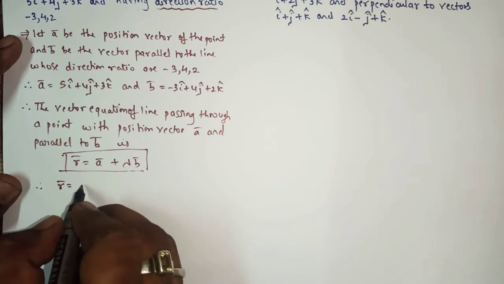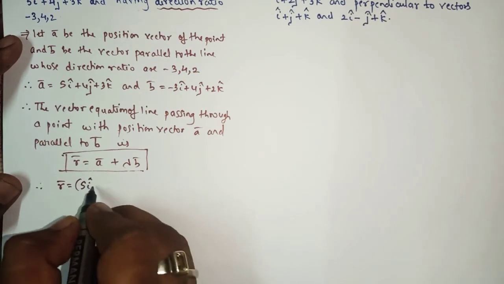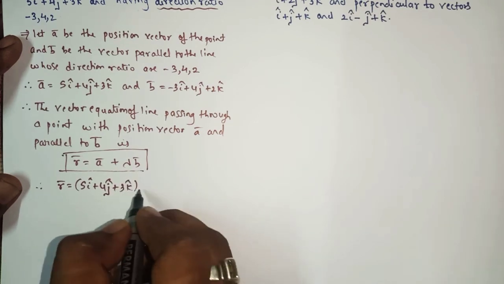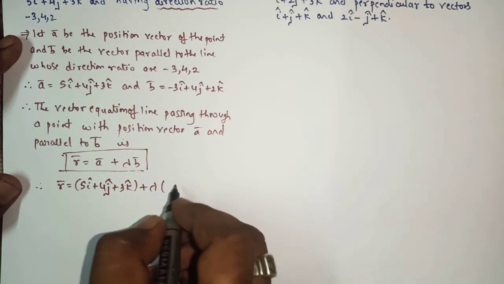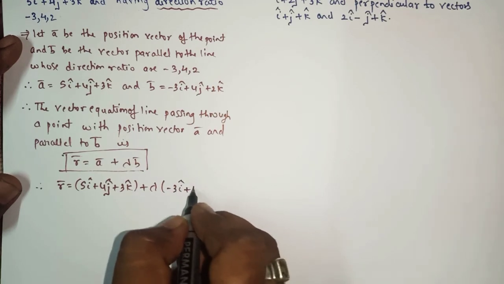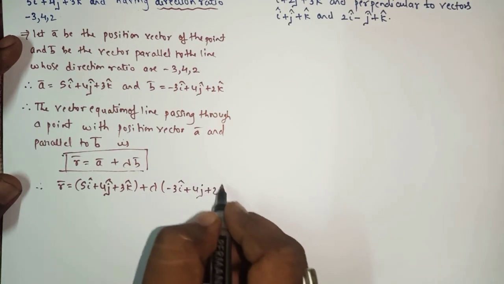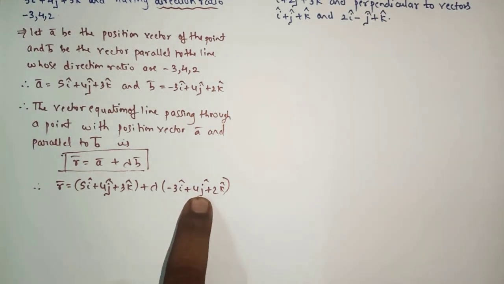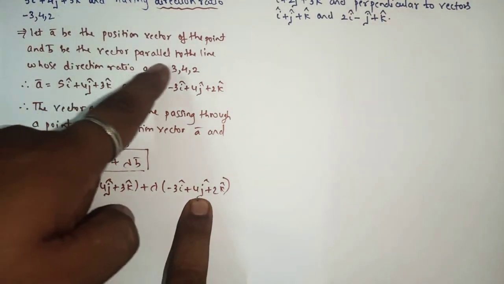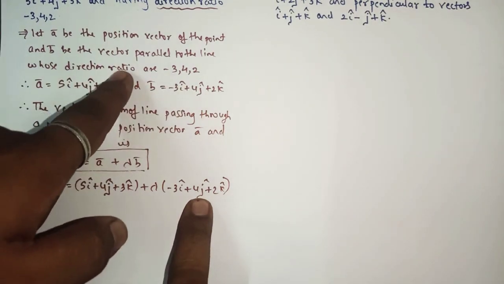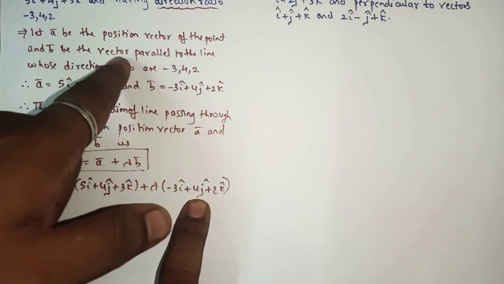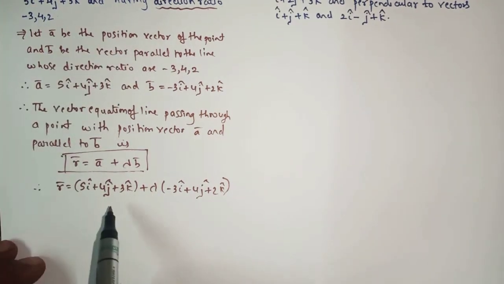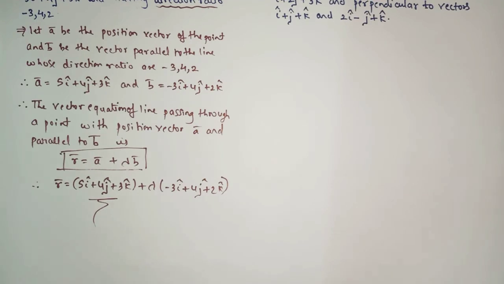So therefore R bar equals A, which is what? 5i plus 4j plus 3k, plus lambda, which we keep as it is, and B is what? Minus 3i plus 4j plus 2k. So this B bar is known as what? The vector parallel to the line having the direction ratio. Sometimes they will use the words direction ratio and sometimes the words vector parallel to the line. That's it. So this was the end of the third sum.